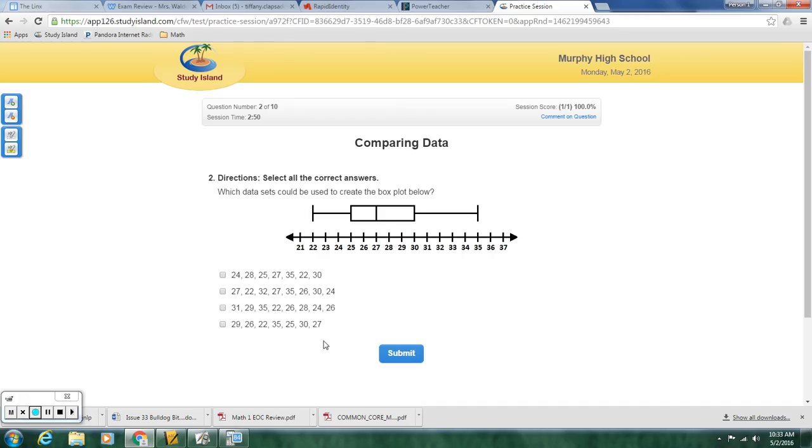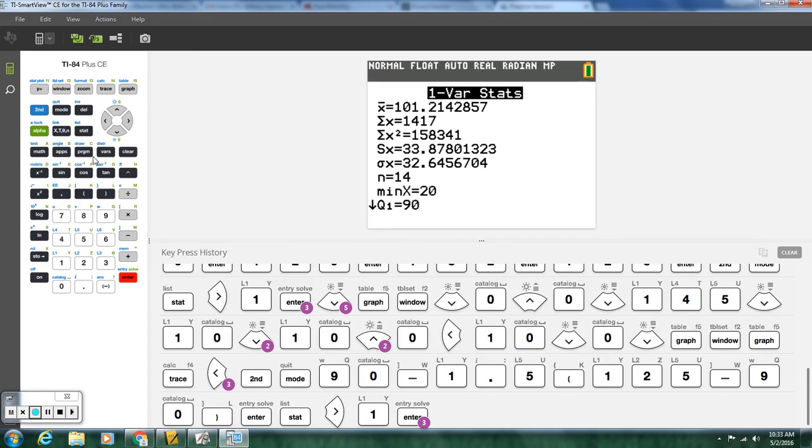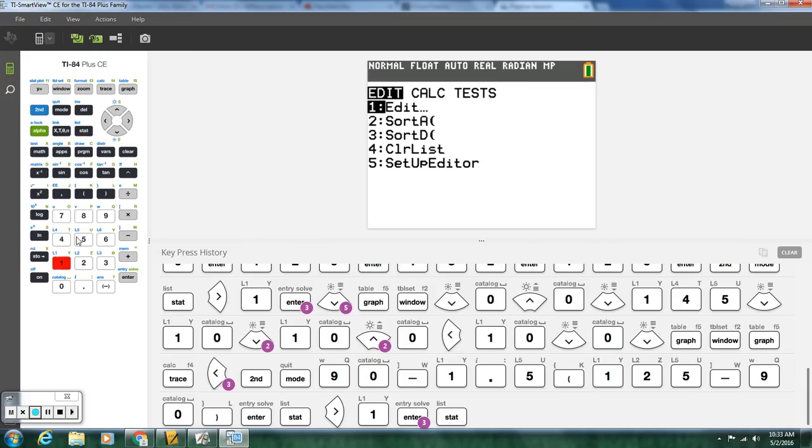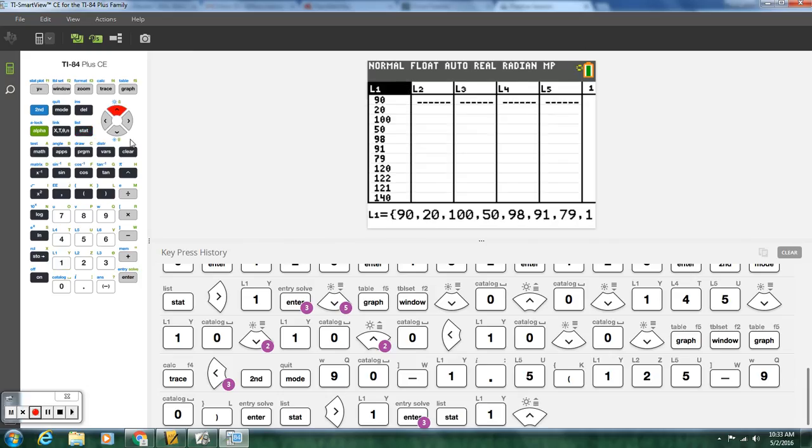Which one do you want to start with? I don't care which one. The last one? Alright, so get your calculator. Put in L1, 29, 26, 22. There's that edit. Clear out your L1.